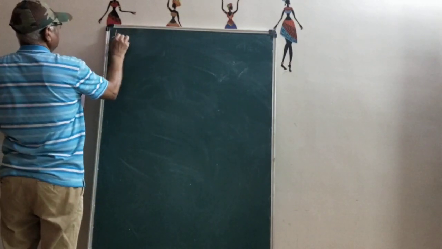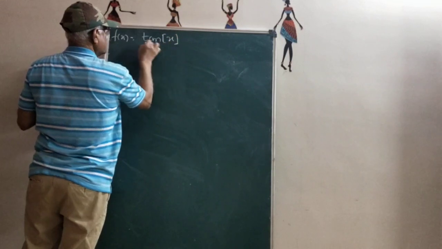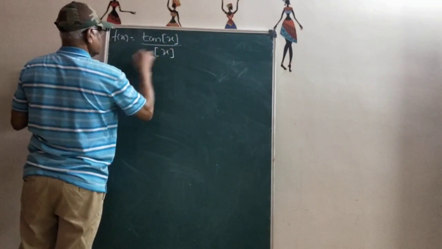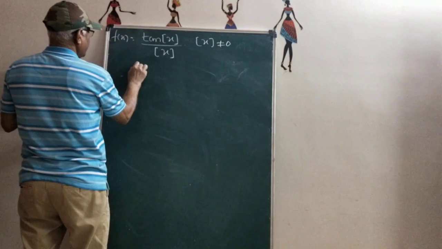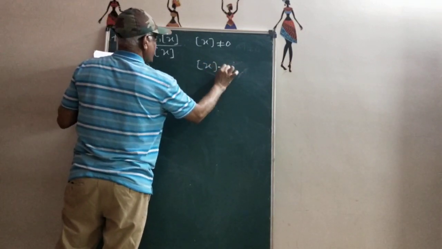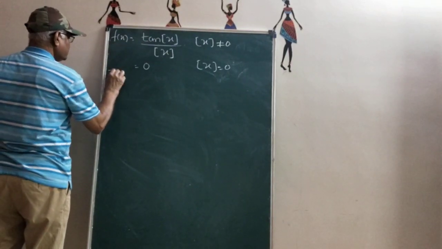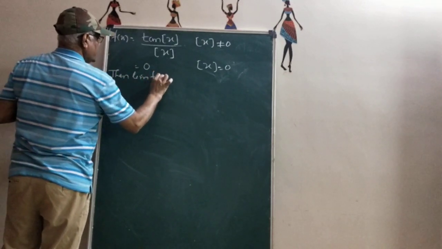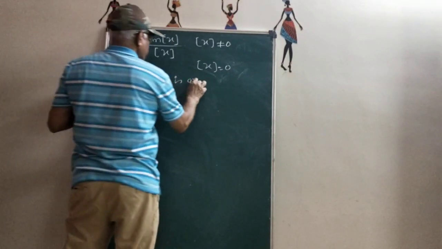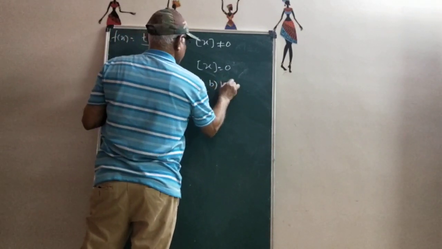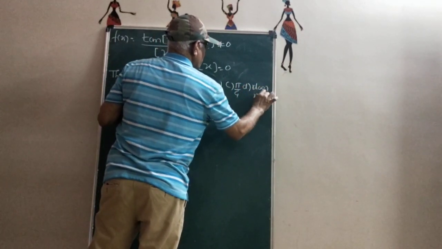If f of x equals tan of greatest integer x divided by greatest integer x, if greatest integer x is not equal to 0, and it is equal to 0 if greatest integer x is equal to 0, then the limit of f of x as x tends to 0 is: first option, minus 1 by 2; second option, 1; third option, pi by 4; and the last option, does not exist.